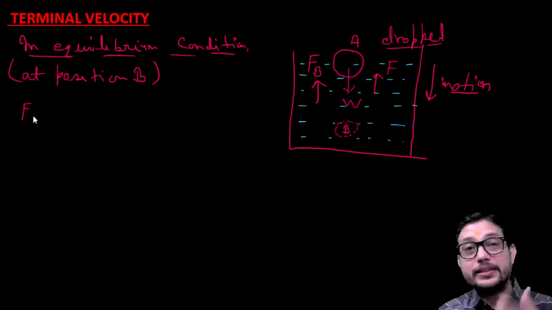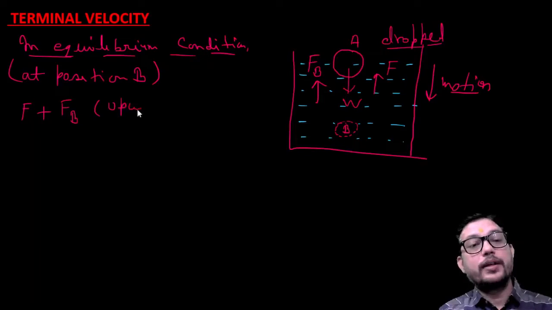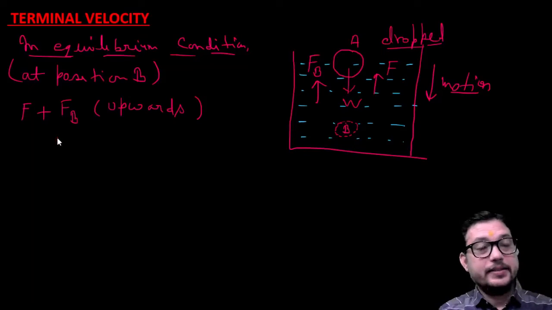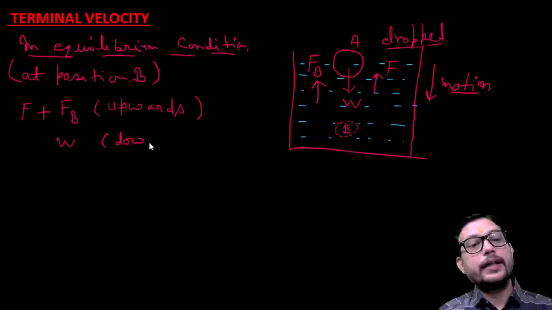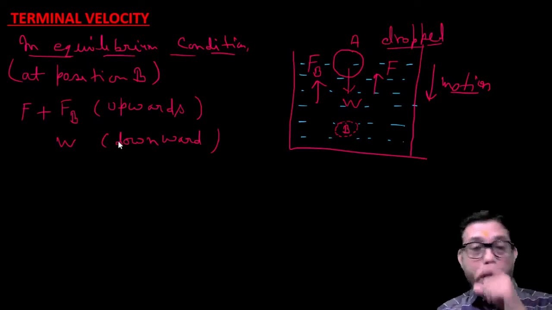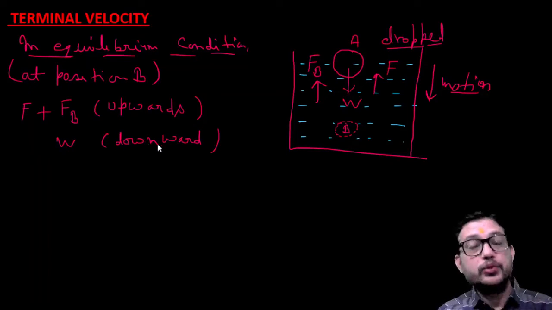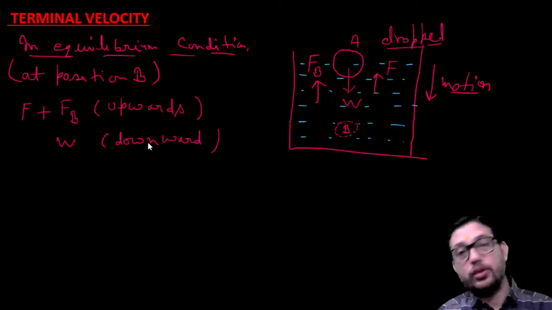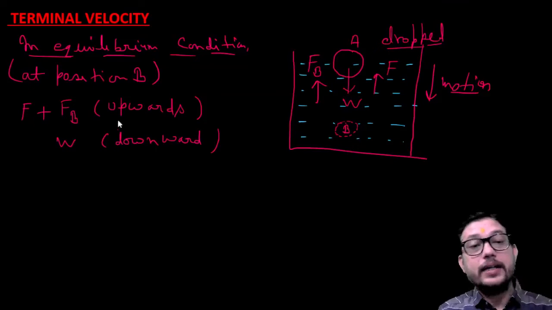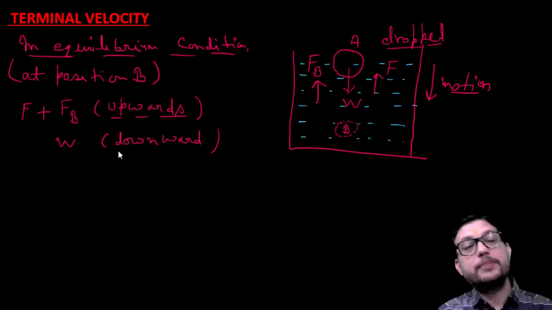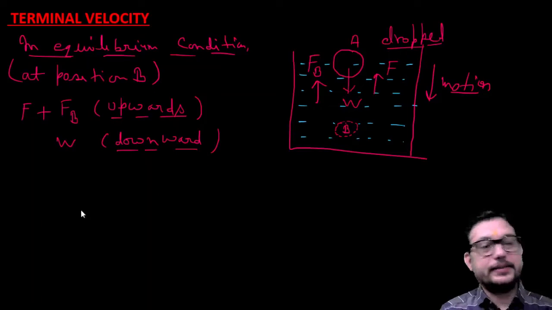First is your viscous force, second one is your buoyant force, and both forces are acting in the upward direction. So these are the upward forces, whereas the weight is in the downward direction. And as I have explained to you, when any object is in equilibrium, the forces must be balanced and equal. It means whatever the forces are in the upward direction must be balanced by the forces in the downward direction.